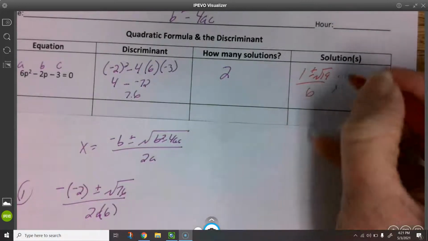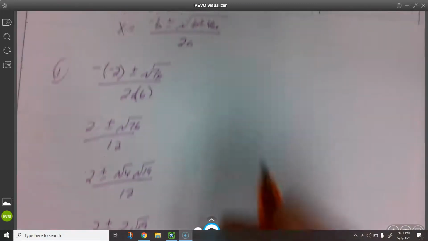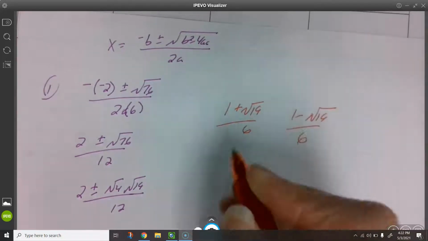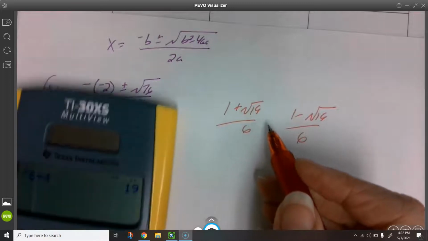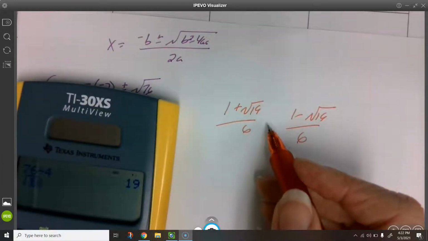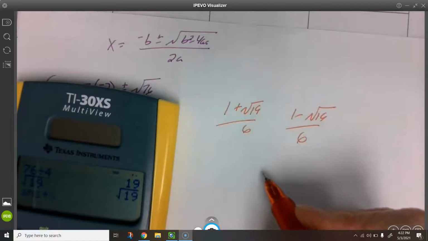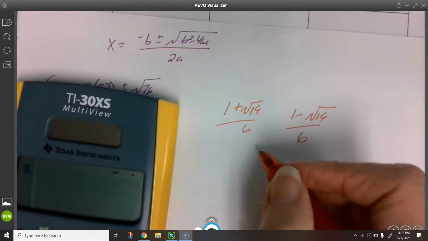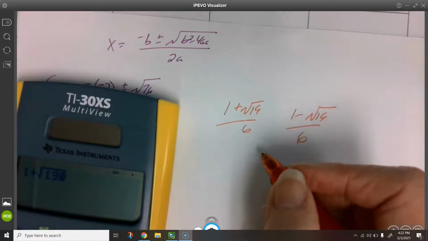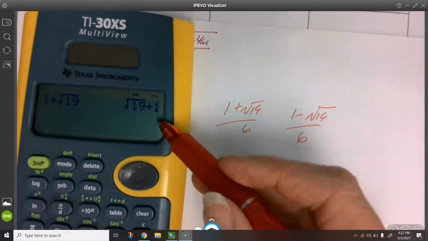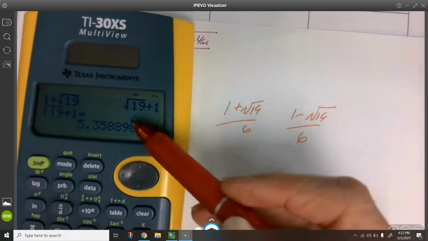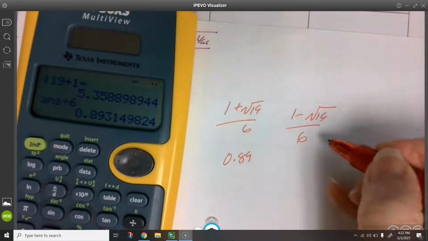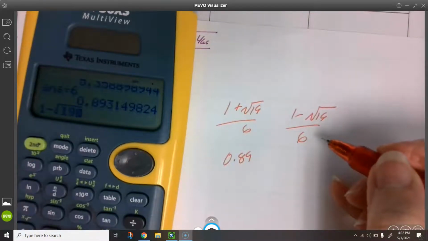However, I can also give it as a decimal, so now I'm just going to plug this in, so that would be 1 plus square root 19 over 6, 1 minus square root 19 over 6. So take out your calculator. Square root of 19 plus 1. Now see how I get this? Okay, toggle it. Gives me a decimal. I'm going to divide that by 6. So I get 0.89. Here, 1 minus square root 19.